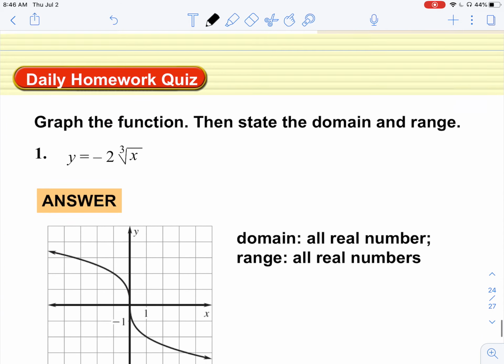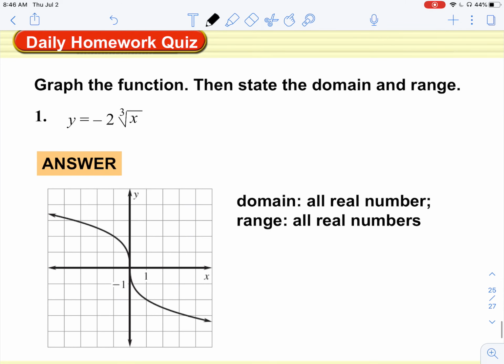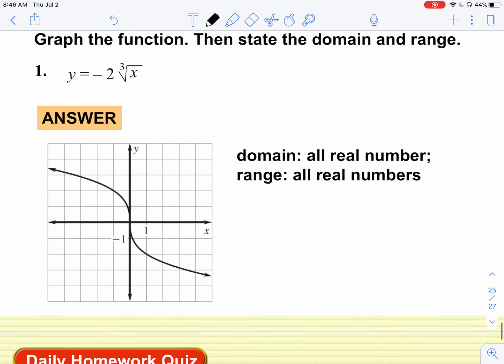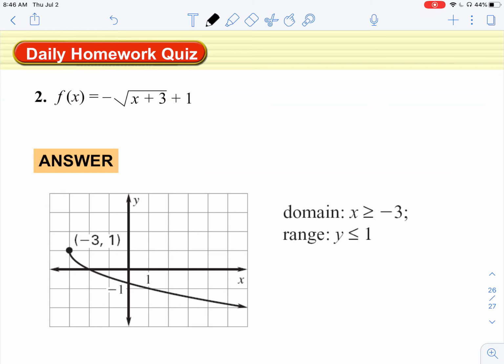Cool. All right, there's always a daily homework quiz, but I usually leave these in here. I can always use those questions for little quizzes to make sure you guys understand things.